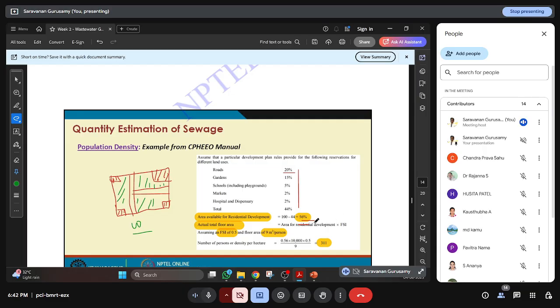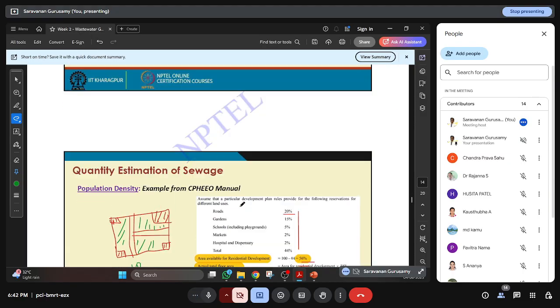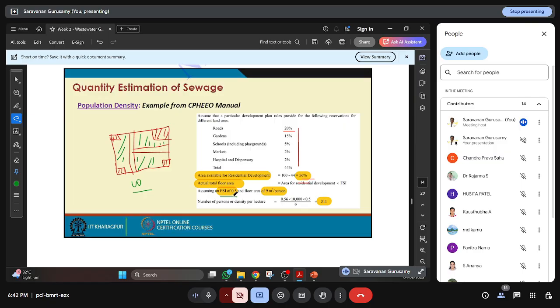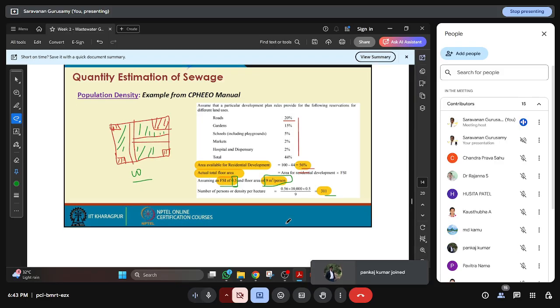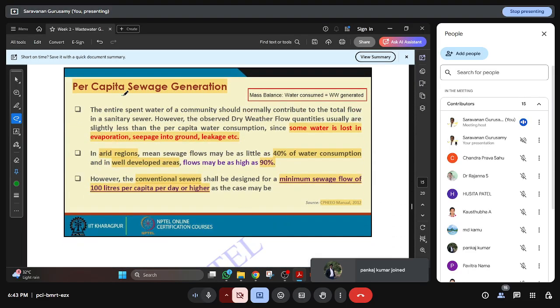In 5,600 hectares, what is the population density based on the floor area? Assuming FSI as 0.5 and floor area as 9 meter square per person, I can take the value of number of persons as 311. That is the population calculation. Number of persons per hectare I can understand. Then per capita sewage generation.